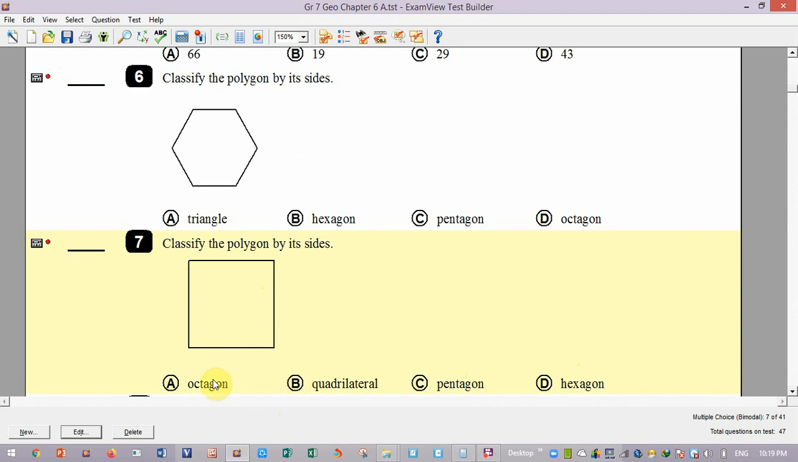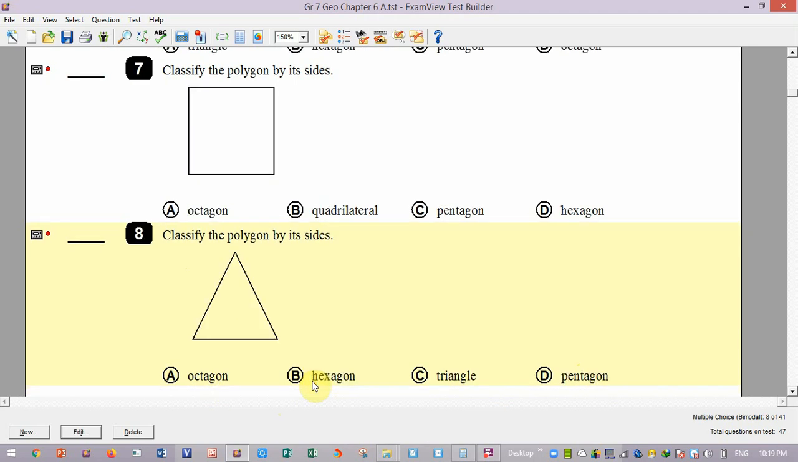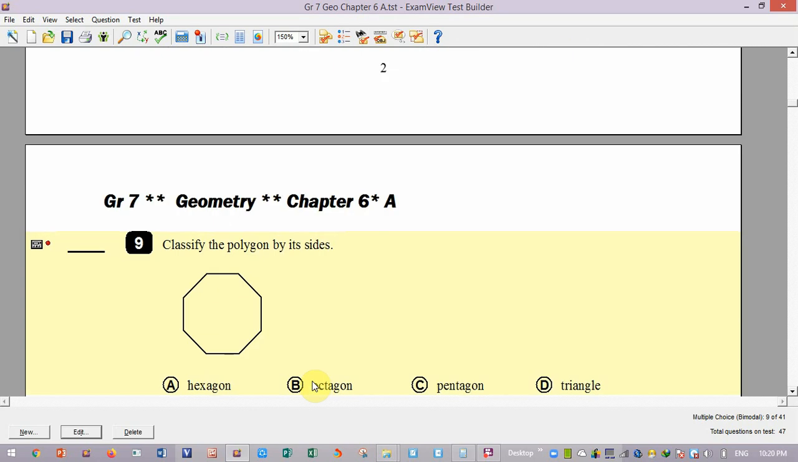Classify the polygon by its sides. 4 sides, quadrilateral. It's so easy, of course. Triangle. Count with me. 1, 2, 3, 4, 5, 6, 7, 8. It's called octagon. Yes, 8 octagon. Try 3 pentagon, 5 octa 8, hexa 6.